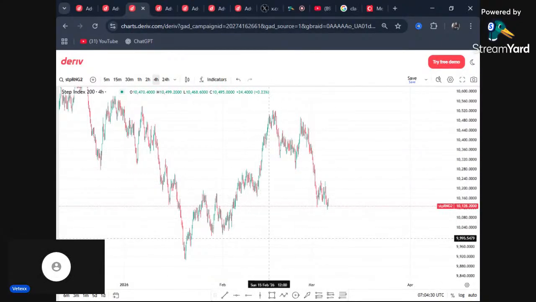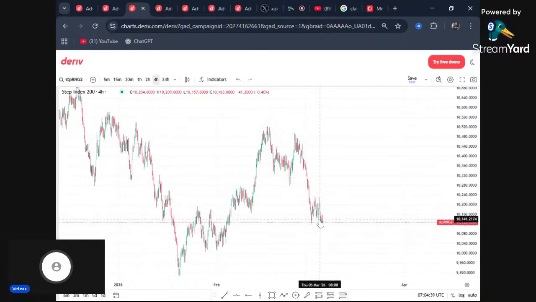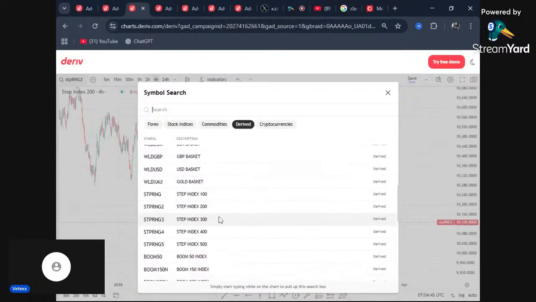So we'll look out for more continuation, because the weekly time frame is bearish, so this looks like a retracement. It's still going to start buying to the upside. Now let's check the next pair, which is step 300.